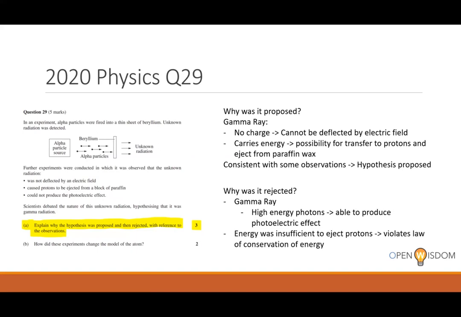And why was it rejected? So the gamma ray, we also know that it is considered as high energy photons, such that it should be able to produce the photoelectric effect, which is said to not be produced from the observation. And I recommend here inserting a short definition of what the photoelectric effect is. And we can also say that energy was insufficient to eject protons, such that if it was to eject protons, that would violate the law of conservation of energy.